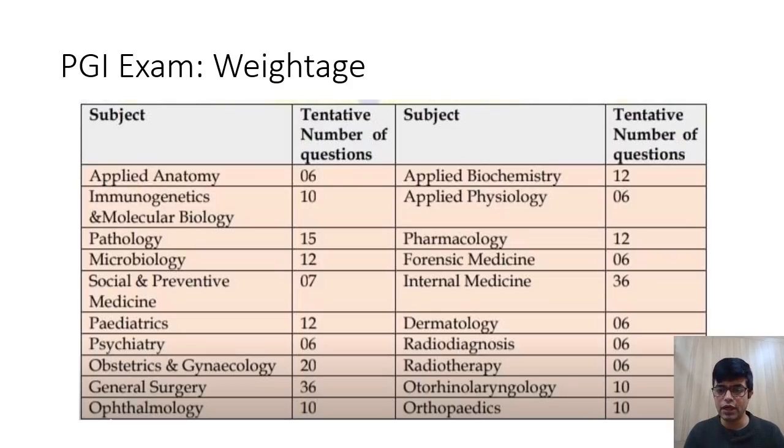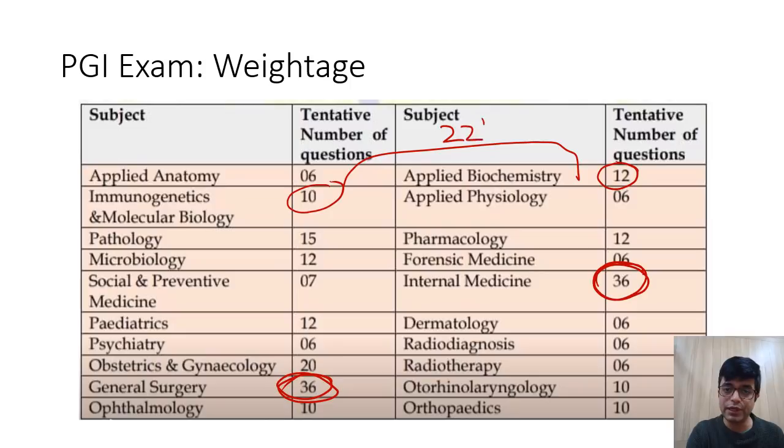This is the weightage of the paper. As you can see here, let's go systematically. Obviously, medicine will have the highest questions, 36. Surgery will have the highest weightage, 36. Followed by the usual ones like immunogenetics and molecular biology is 10, applied biochemistry is 12, so total biochemistry is approximately 22. In the recent paper there were 3 to 4 questions fewer, so 17 to 18 questions were asked, but one or two up or down always happens. What is important here is pathology also has significant weightage of 15 questions.